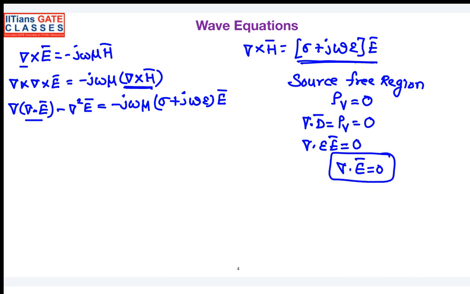So whenever there is no charge in a source free region, the divergence of your electric field can be approximated to 0. The first time I was considering it to be 0 by assuming that the wave propagates in a source free region, where there are no isolated charges. Fine. So in that case, your del dot E is equal to 0 and this minus and minus get cancelled. So I can write something like this: del square E is equal to the whole term. I can put some constant gamma square.